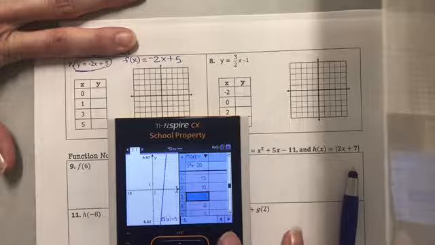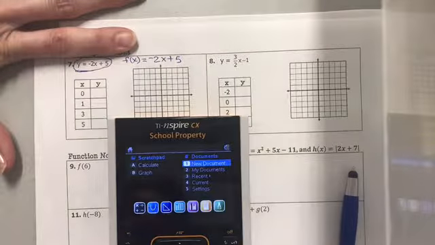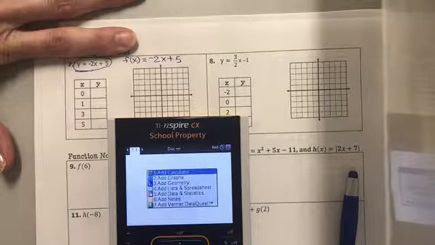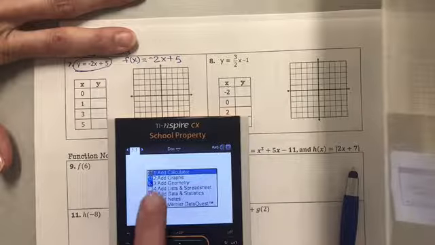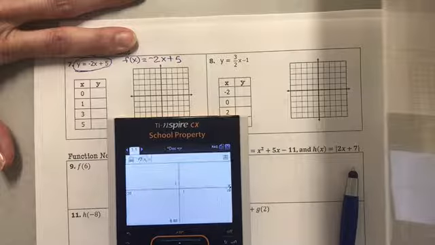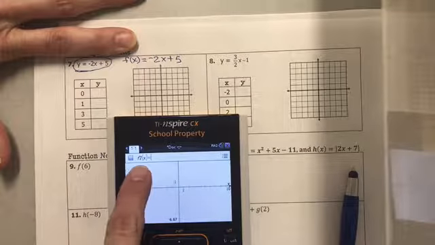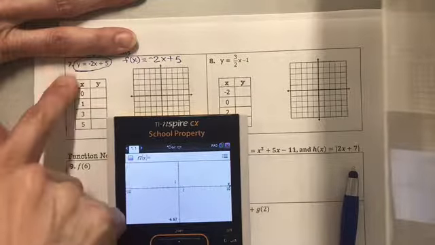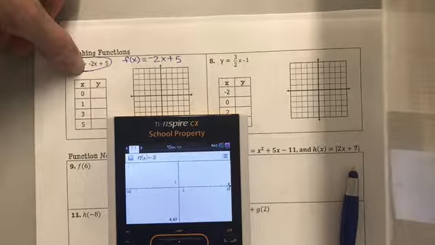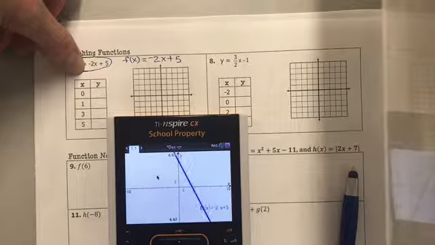So we always want to go to a new document. So hit your home button and choose new document. Always say no, so you can start with a clean slate. So we are going to open up a graph page, so you can just press the number 2. And there we are. That's our y. F of x is y. And that's here. So we're going to start out with negative 2x plus 5. Enter. Okay, so we see our graph.